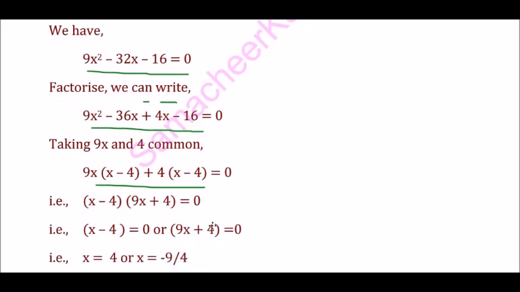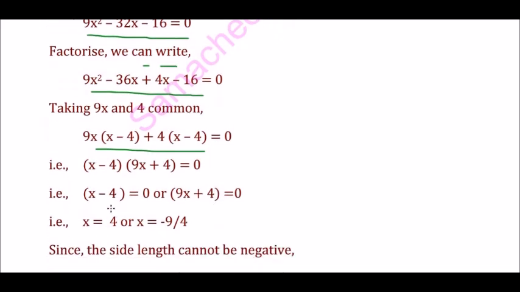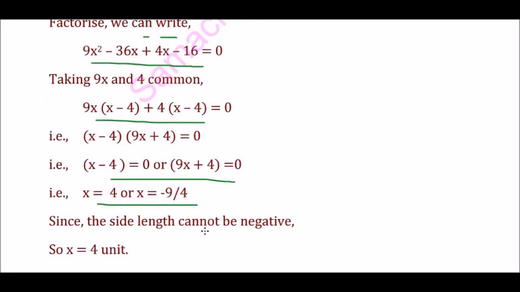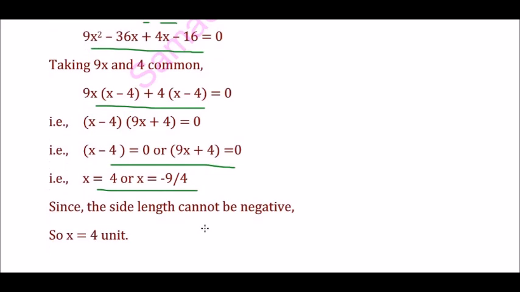So x minus 4 is equal to 0 or 9x plus 4 is equal to 0. That is x is equal to 4 or x is equal to minus 4 by 9. But the length of a side cannot be negative. So we cannot take the negative value. So the length of the side is 4 unit. Now moving on to question number 4.